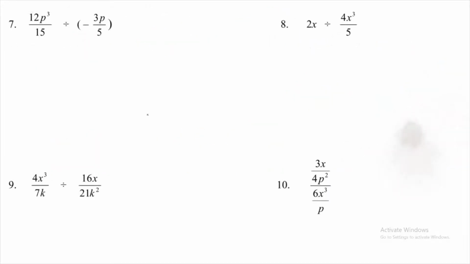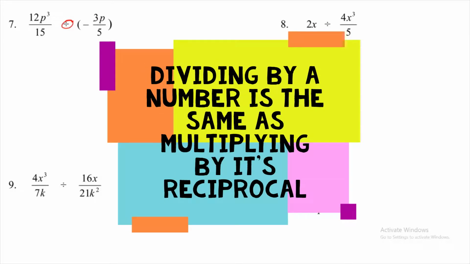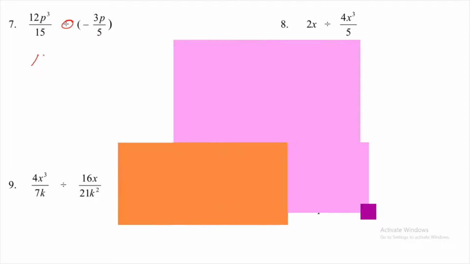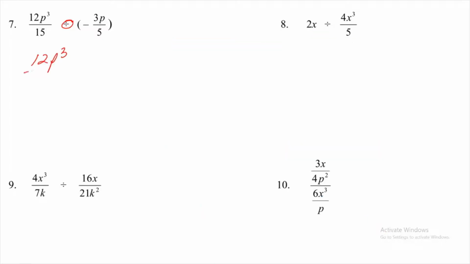Now for the division problems. Remember, when you divide, that's the same thing as multiplying by the reciprocal. So we're going to rewrite these problems as multiplication problems. So we're going to flip it, and we are going to change that to multiply. Okay? And when I multiply, I remember that I could cross simplify.